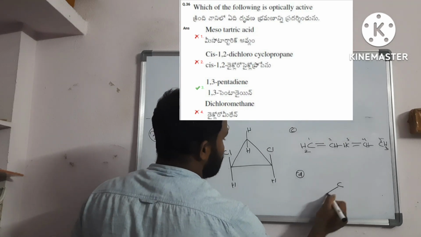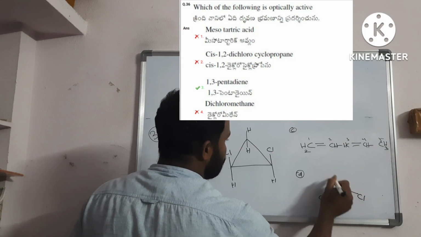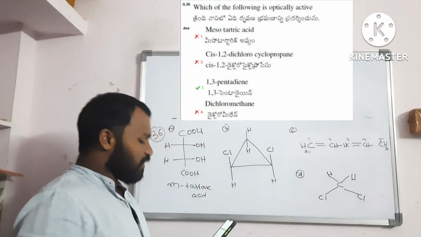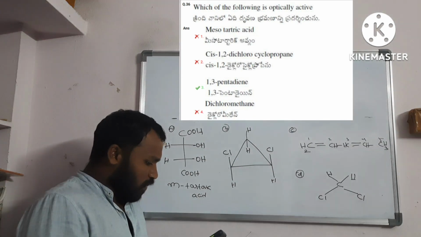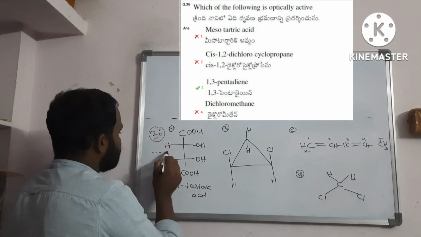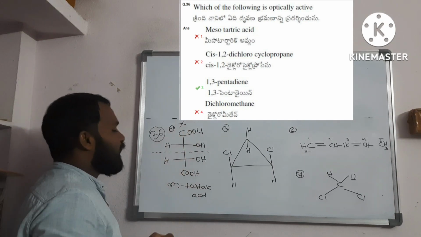Dichloromethane. This is methane, and methane means 1 carbon. Dichloro means 2 chlorines, and you will get hydrogens there. Right. Now if you observe this, which of the following is optically active? We will write the plane of symmetry there. This is the plane of symmetry, hence it is optically inactive.